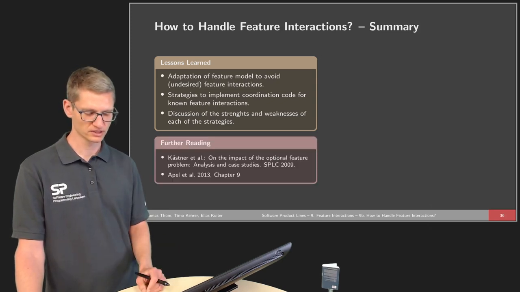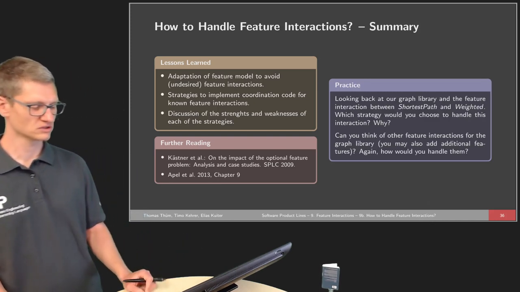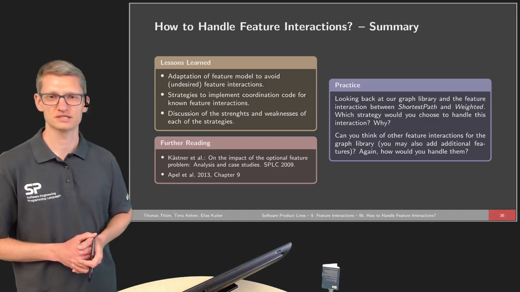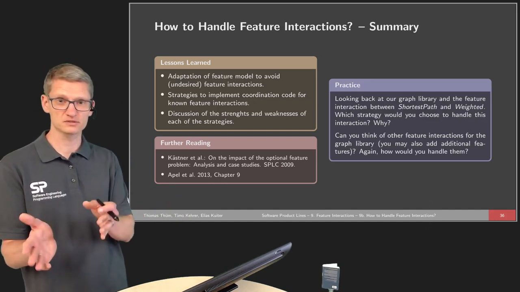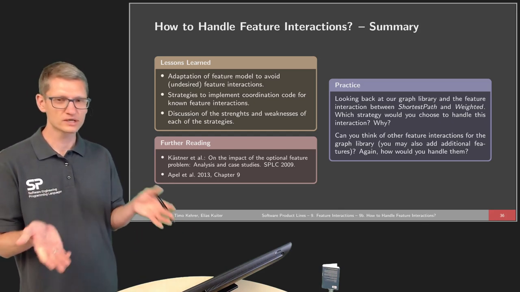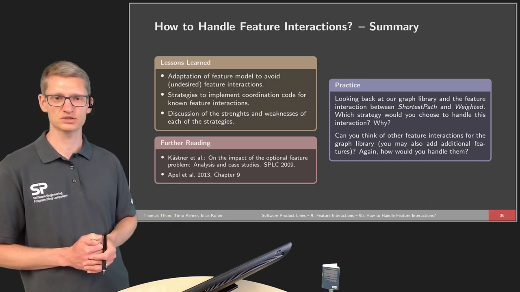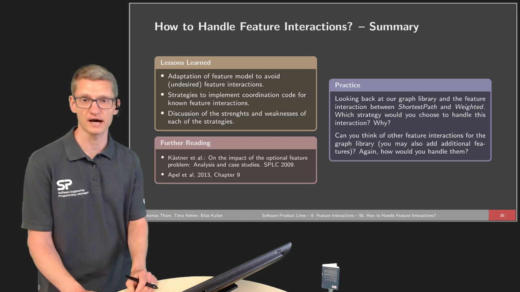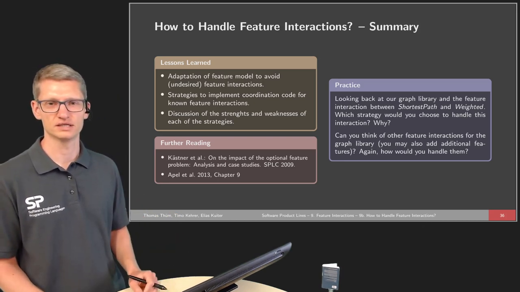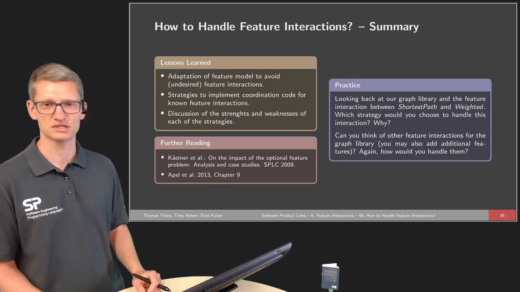There's something further to read over here. And you could think about all the strategies again. We tried to see and explain for this one single interaction, how would all those possible solutions look like? What is the strategy that you would use for the implementation and why? But you could also think of other possible interactions that could occur in a graph product line with more features in there, or even with the features that we discussed earlier.